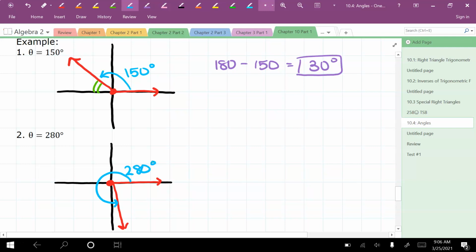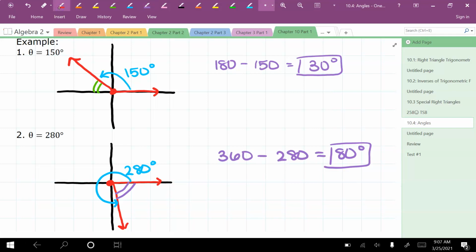So that's what 280 looks like. To get to the closest x-axis, we want to kind of finish up this rotation. So I want to figure out what's left between that terminal side and doing a full rotation of 360. I would have taken 360, subtracted that 280 to figure out how much is left, and that would be 80 degrees. So 80 degrees would be my reference angle.